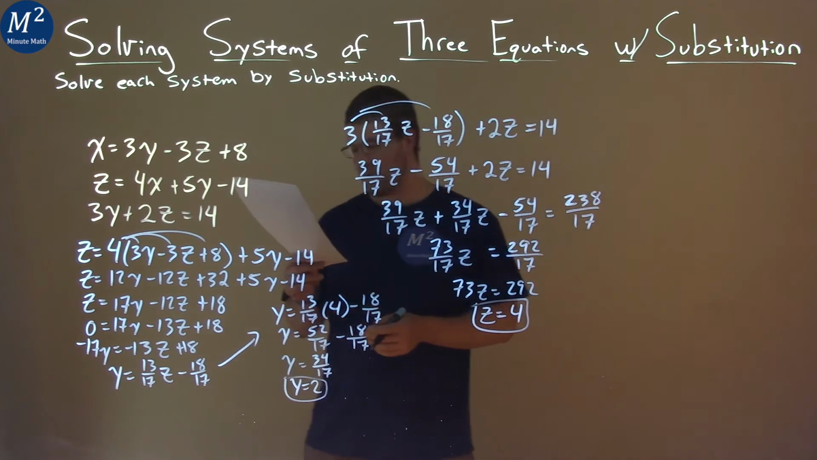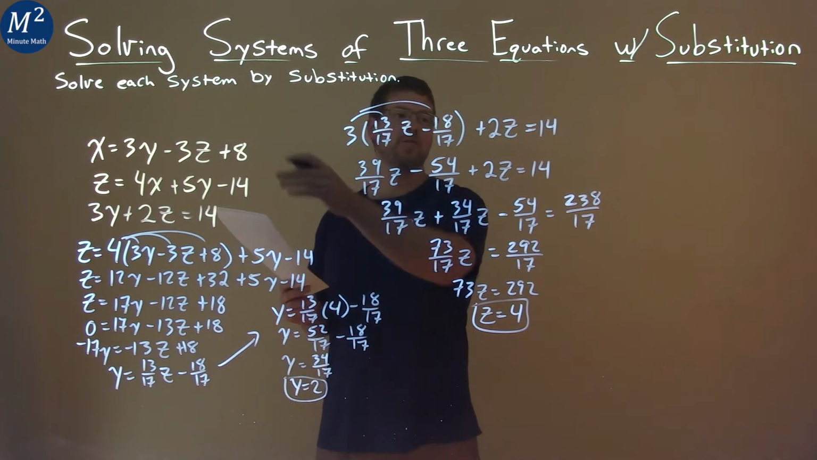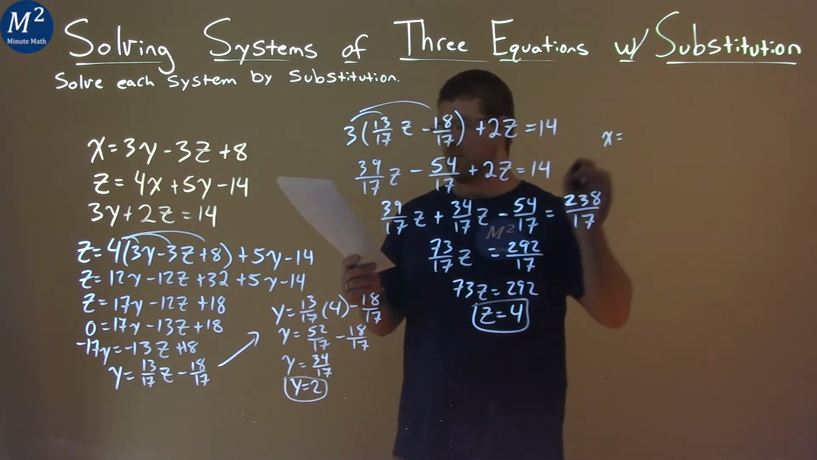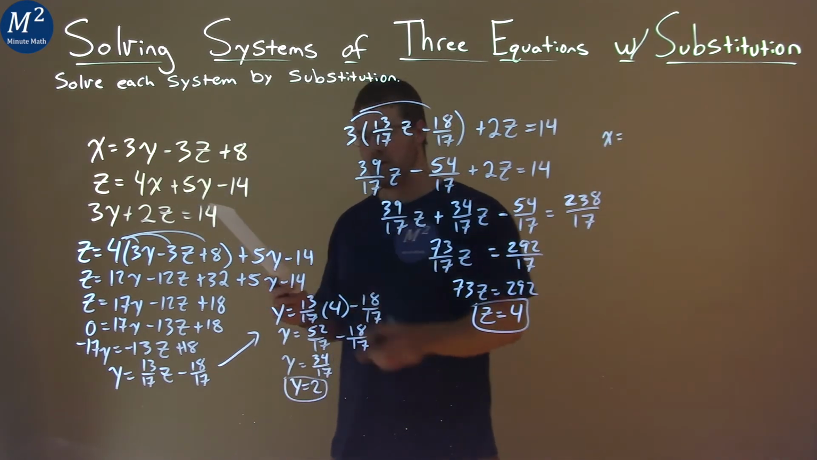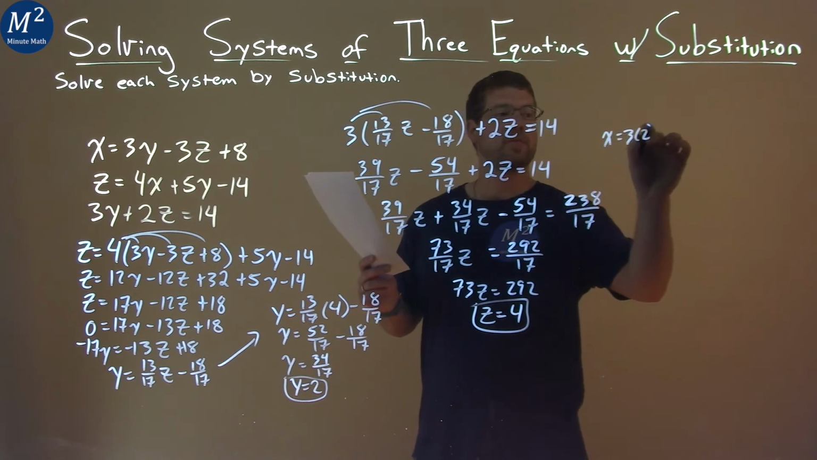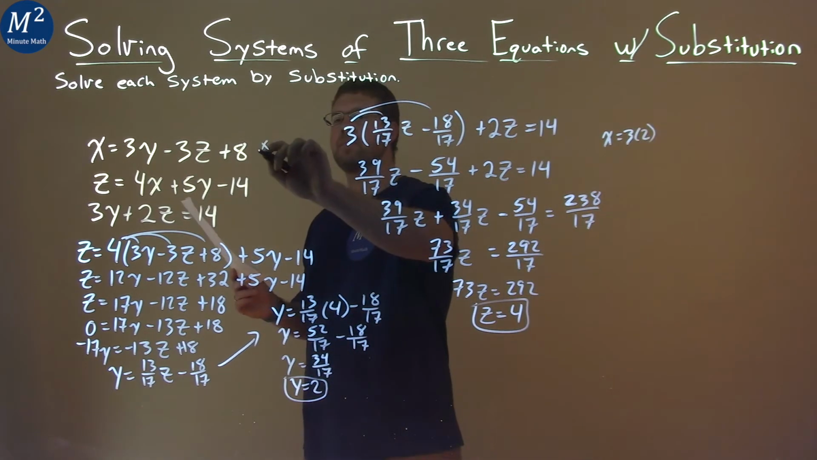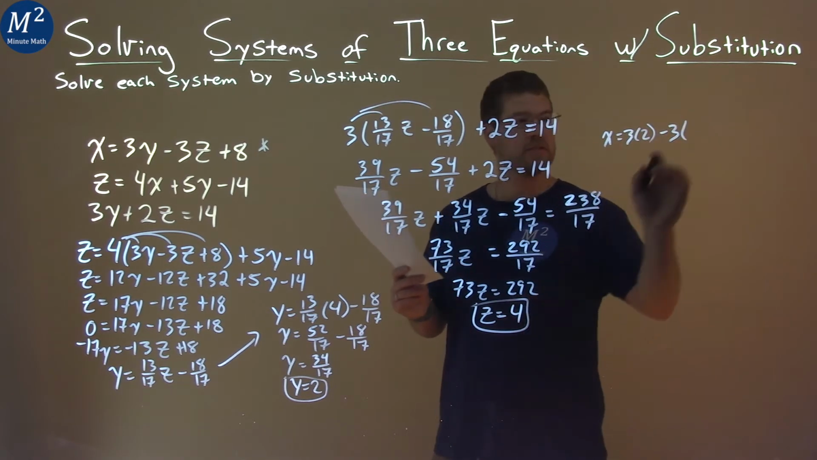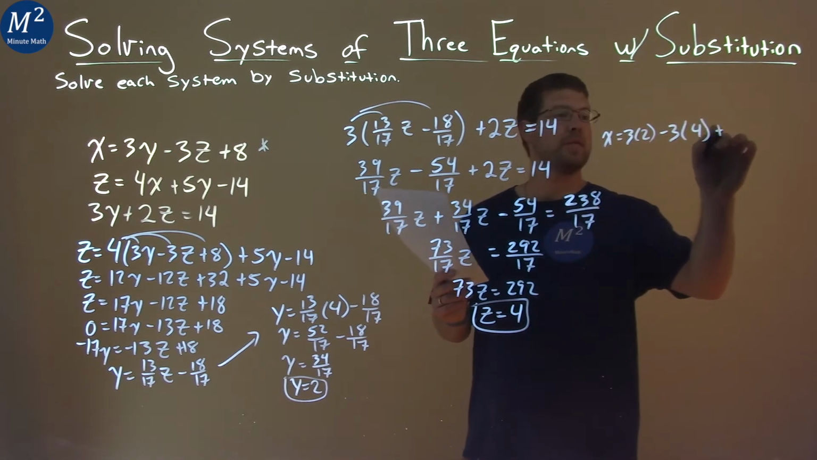Let's go find our x. And that involves the first equation here. We have x equals, okay, and I'm going to plug in 2 for y. So we have 3 times 2. Again, that first equation right here. 3 times 2 minus 3 times our z value, which is 4, plus 8.